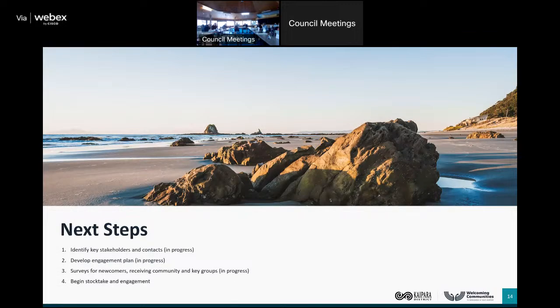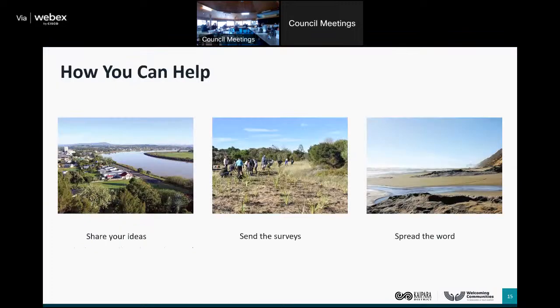So these are the next steps over the coming months. As I said, just wrapping up the planning stage, and I'm just about to start sending out surveys and engagement, of which I will be sending surveys to you all as well. And this is how you can help and get involved with this project. If you know of existing initiatives that align well, or if you have key contacts that I should get in touch with, please share them with me.